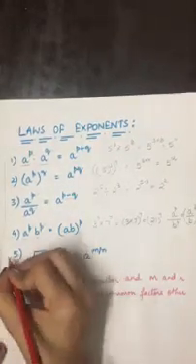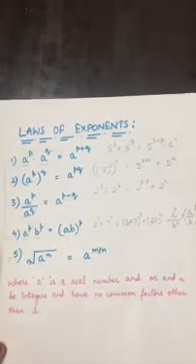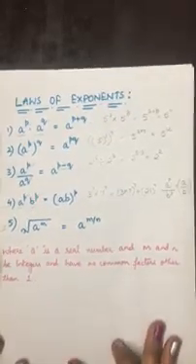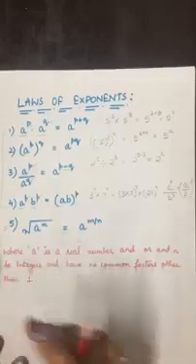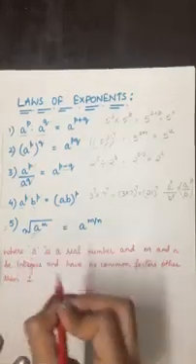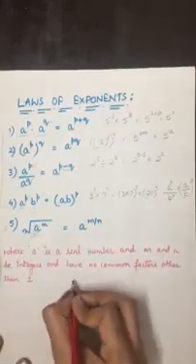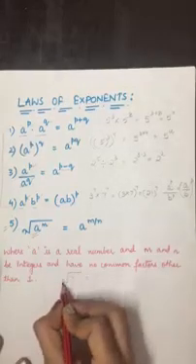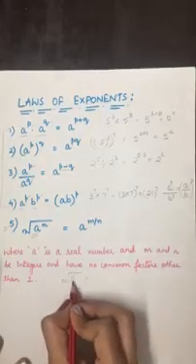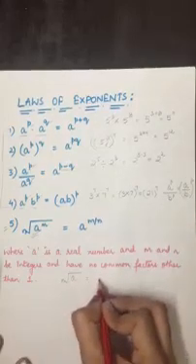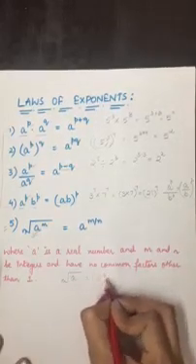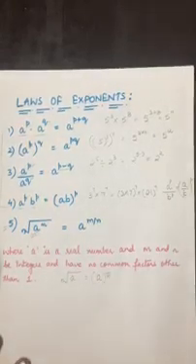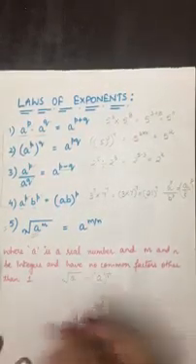Now the fifth one is a new law for you people. So let's understand this law with the help of an example. This fifth law states that the nth root of a number, a real number, can be written as the number raised to the power 1 by n. Let me make it more clear to you.